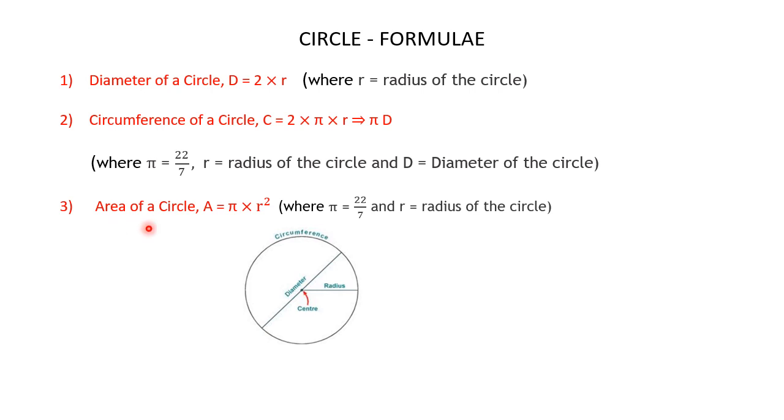Area of a circle A is equal to pi r squared. Here pi is equal to 22 by 7 and r is the radius of the circle. Remember these three formulae to solve problems on circles.